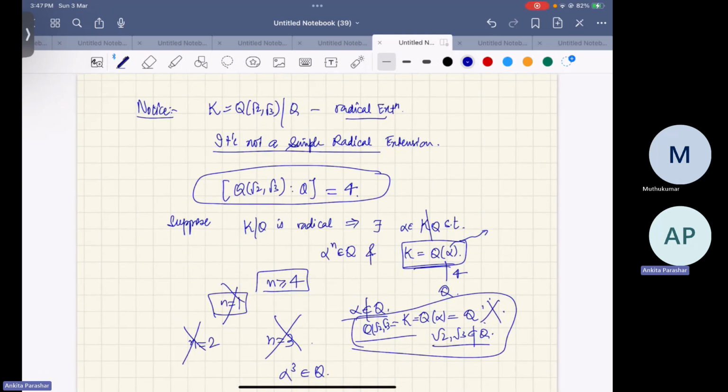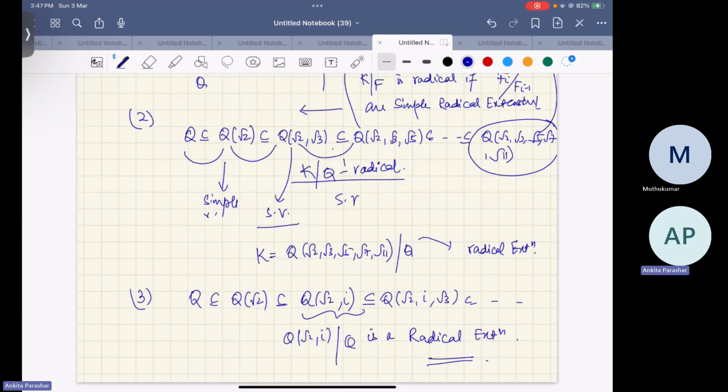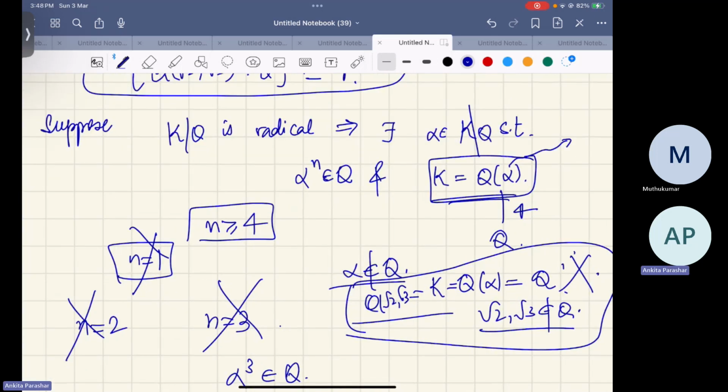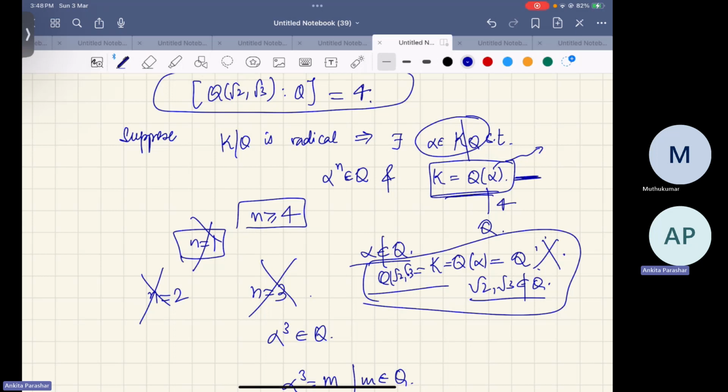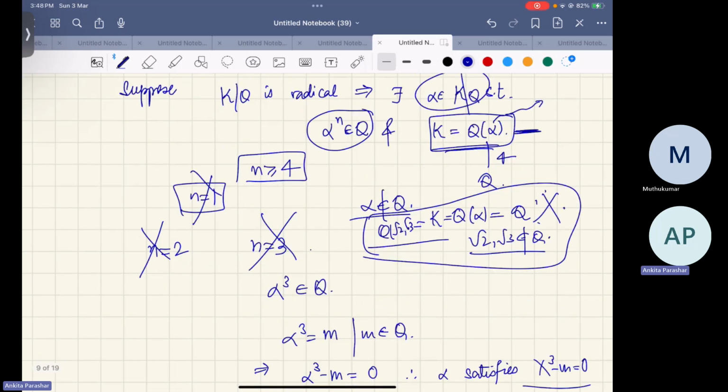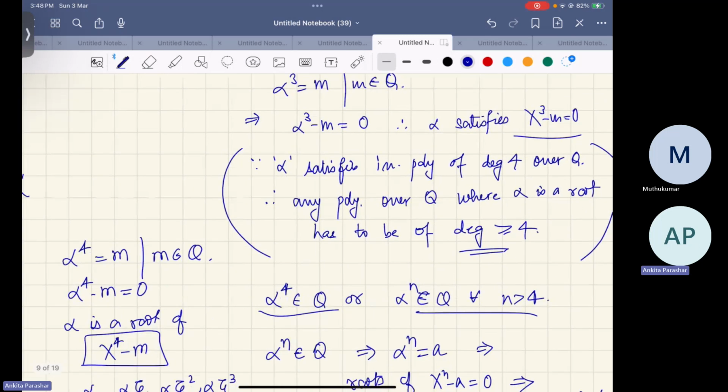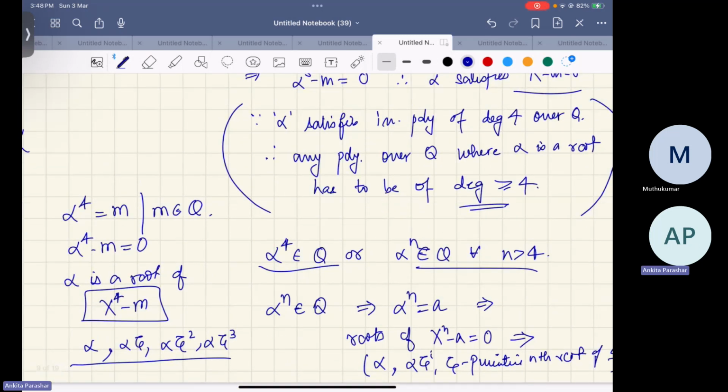So we want to prove that this extension that we have made, q root 2, root 3 and so on, is not a simple radical extension. Suppose it is a simple radical extension, then there should be some alpha such that I can write my k to be q alpha over q. Now, knowing the degree of extension to be 4, we want to know what power of alpha can be in q, because radical means that some power of alpha should be in q. And we can say very easily that it cannot be less than 4. So whatever n with alpha power n in q, that has to be greater than or equal to 4. But that would give that all roots of our polynomial have to be products of alpha with the primitive nth roots of unity.